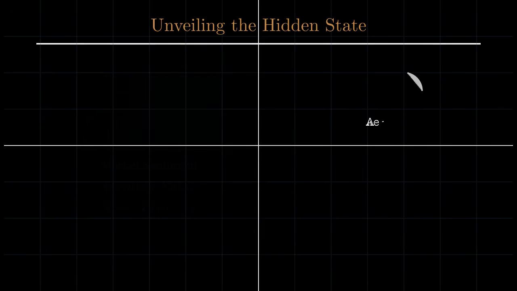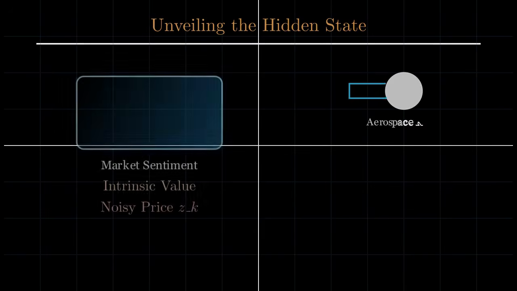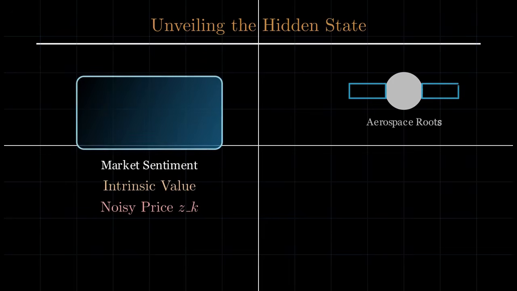Imagine trying to track something you can't directly see, a hidden state. On Wall Street, this could be the true underlying value of an asset or the current market sentiment, which constantly shifts. This is where the Kalman filter comes in.